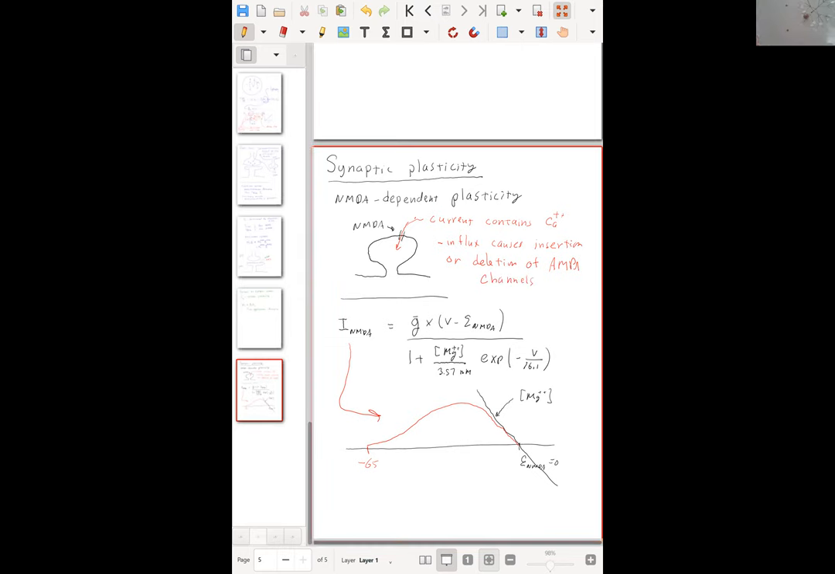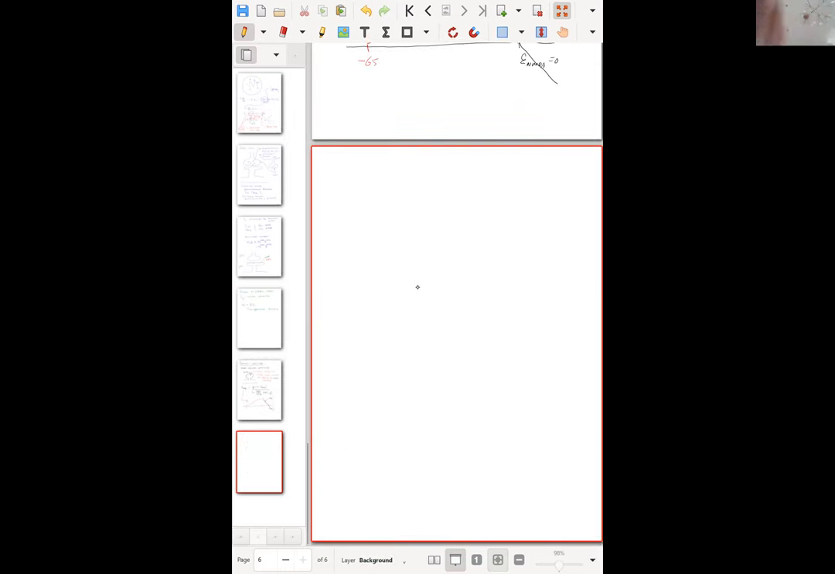Okay. Which means that the weight changes. So we can actually write down the change in weight, delta W, as a function of calcium influx. So this is the total calcium that comes in when there's a presynaptic spike. And when calcium is zero, you typically get no change at all. And then if there's some kind of curve, it usually goes down and then it comes up.